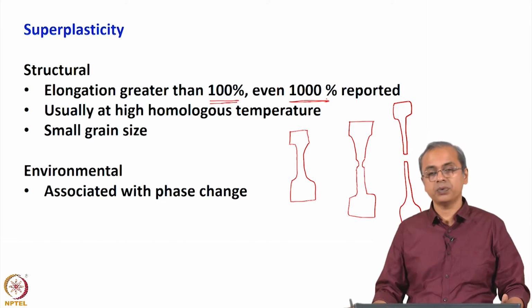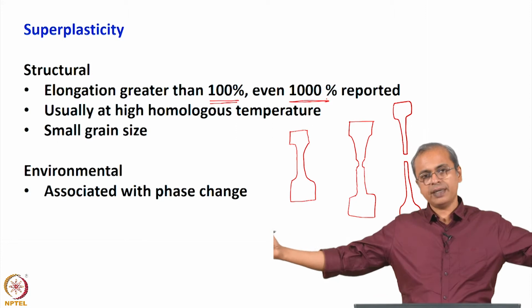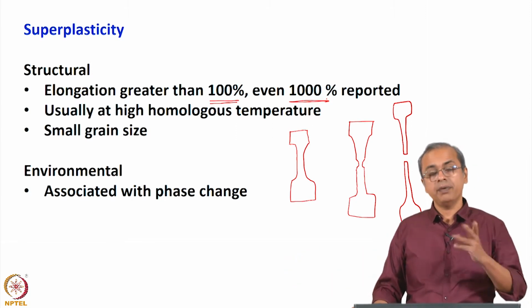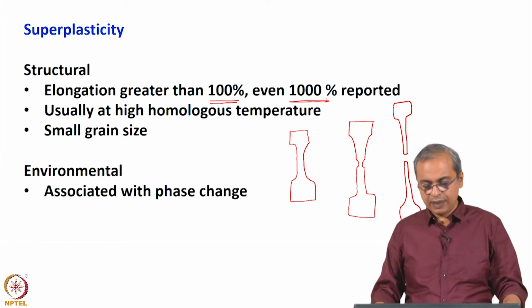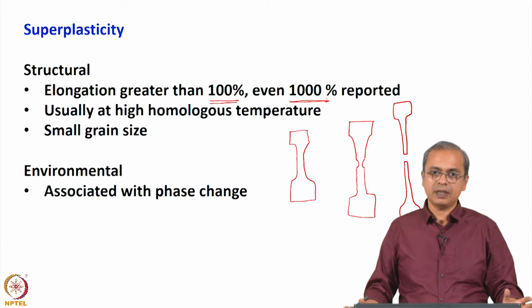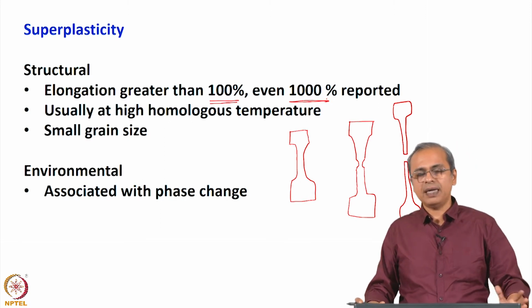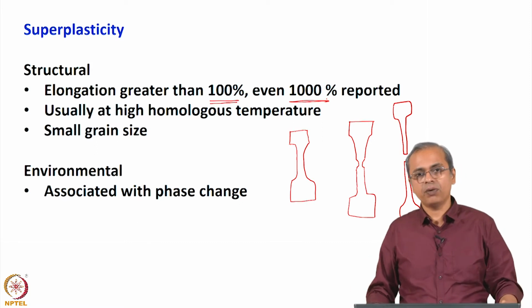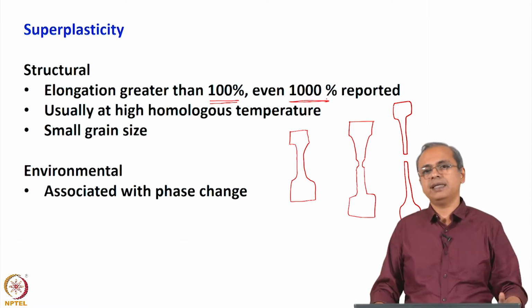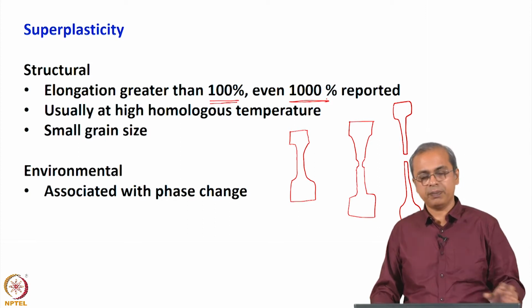There are even reports of 2000% elongation. So which means you take a sample and you keep on elongating it, very long sample it becomes before it fractures. So this phenomenon, once it was observed, was referred to as superplasticity. It is a very important metal forming phenomenon, and you can use that to get some fairly complicated shapes when you do metal working for any particular purpose.